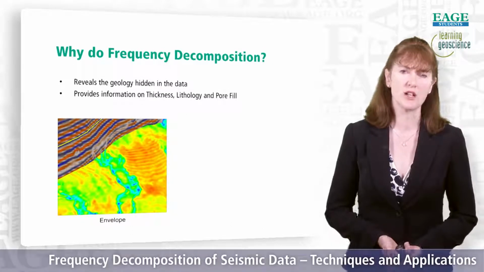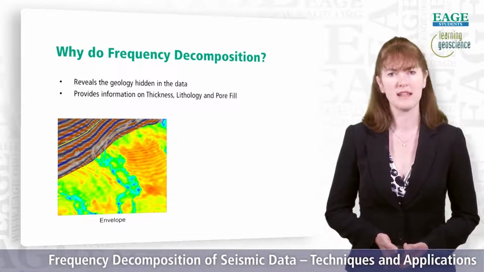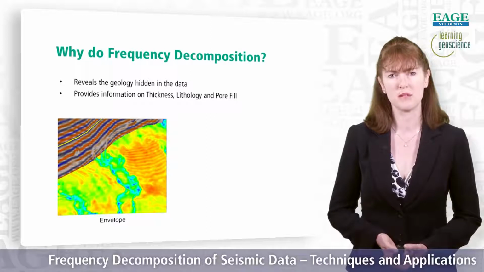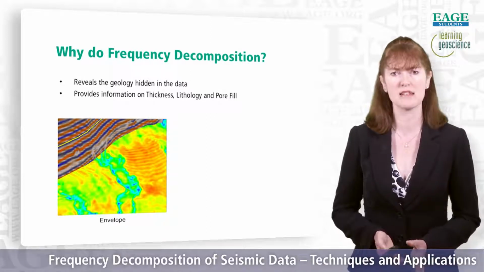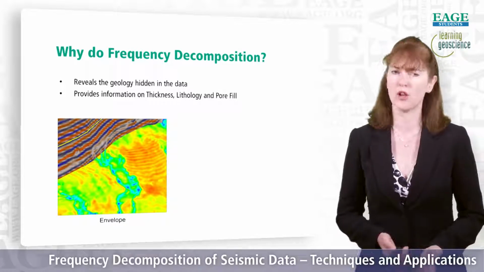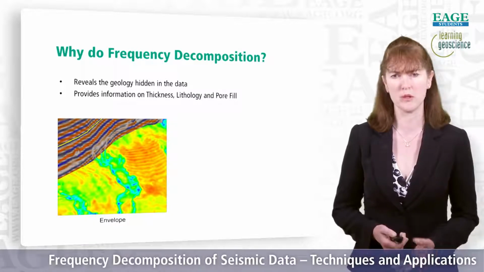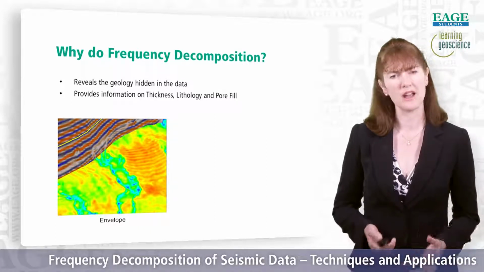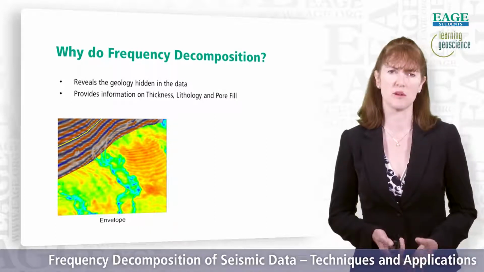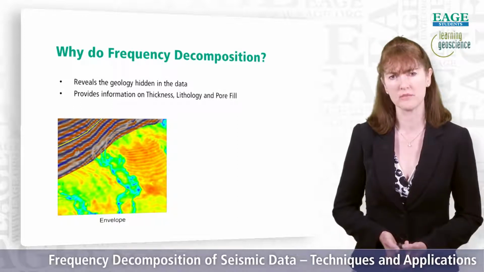For example, if we take a look at this image, what we can see is an envelope volume that's been draped on a horizon, and we can see a zone of high amplitude in red, and we've also got a zone of lower amplitude, which is more of the bluey green colors. So we can see we've got changes in there, but we can't really identify the geology. We can't see clearly what is going on.